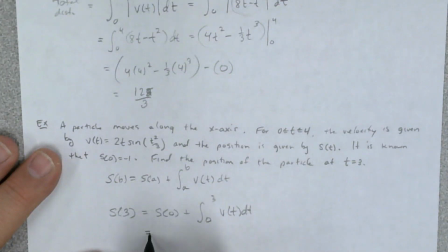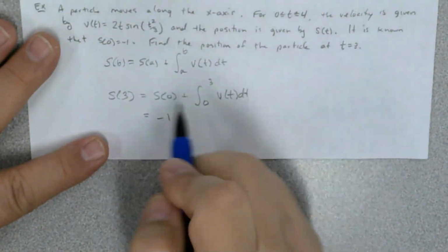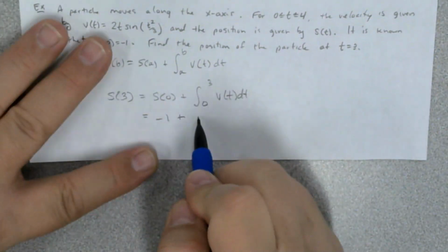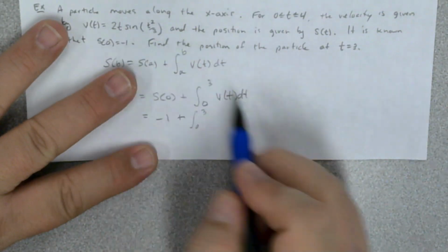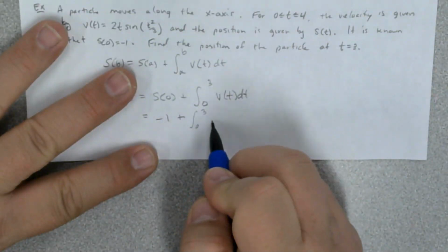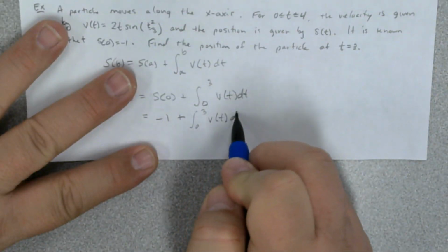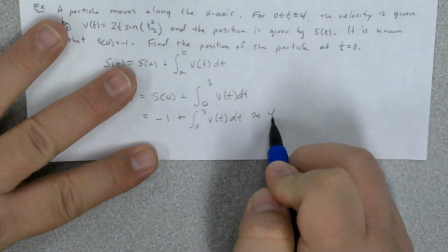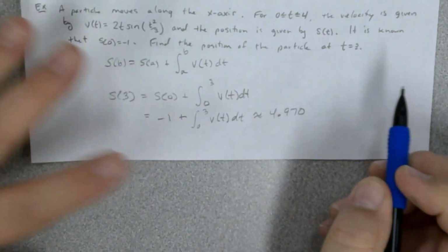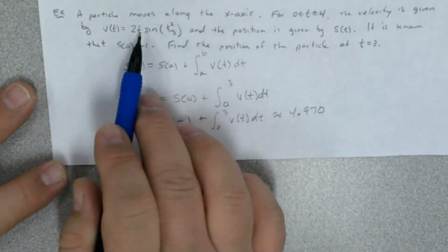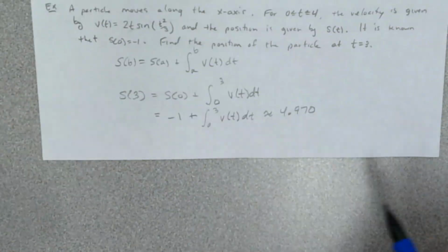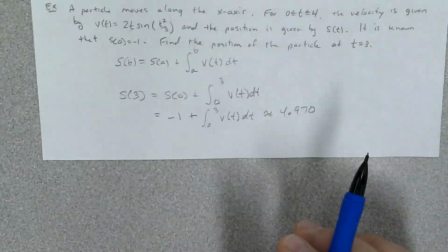So this is equal to -1 plus, and then I can integrate this with my calculator, replacing this quantity right here for v of t, and I will get on the calculator 4.970. I just wanted to show you how to do that. You would need to replace this with that to use your calculator to answer this question. And if you need assistance with this at any time, please let me know.